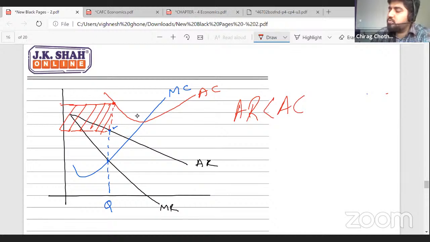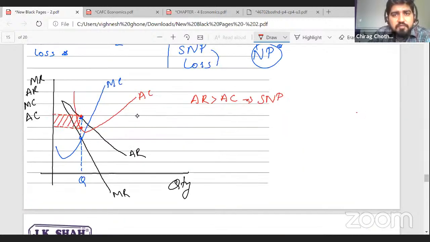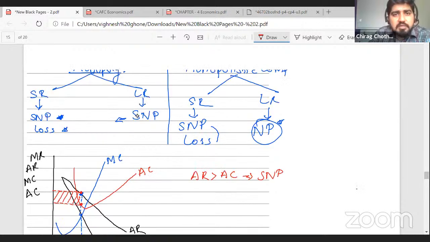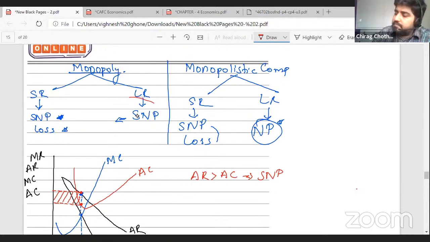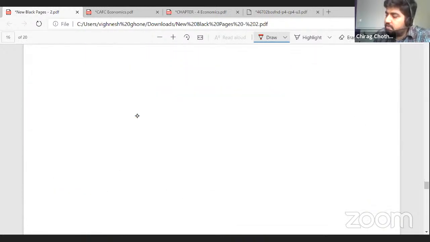So this represents what? This represents loss, which is again applicable in monopoly as well as monopolistic competition in short run. Okay. The supernormal profit diagram that we have studied earlier will also be applicable in long run monopoly here. Now we are left with only one diagram, that is of normal profit in monopolistic competition. So let's begin with that part, students.